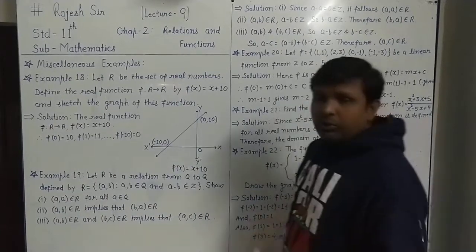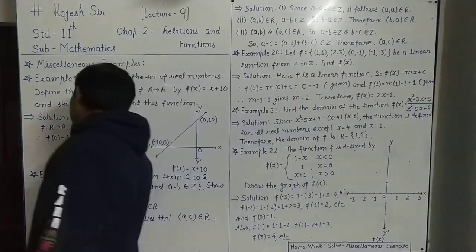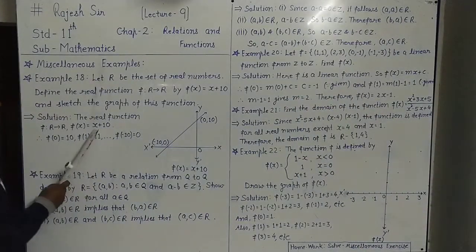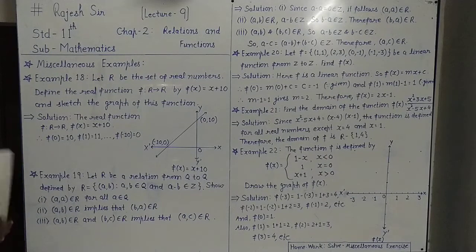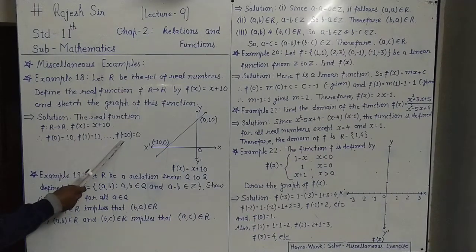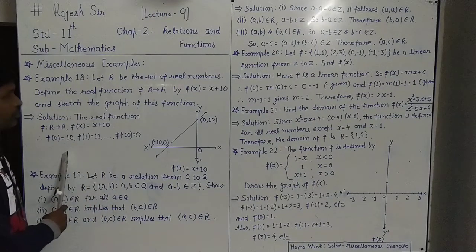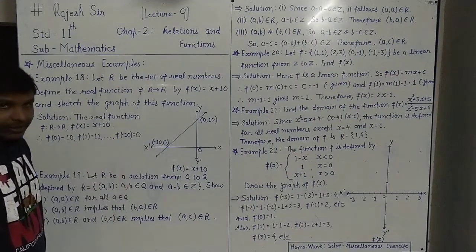So basically we will take 2 points here, as it is a linear function, a linear polynomial. So we can take only 2 points here. At x equal to 0, the function is 10, and at x equals minus 10, the function's value is 0. On 0 it is 10, and on minus 10 it is 0. So using these two values you can draw, sketch the graph.